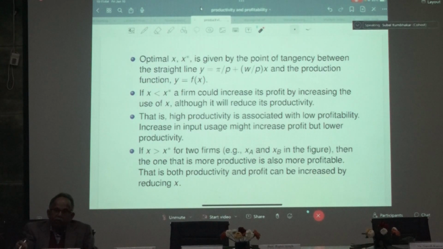That means if you have more resources, your profit is going to increase. If a firm has an X that's bigger than X star, it's way too big. Then the profit could be increased simply by reducing your X. That means instead of expanding or using more resources, you should reduce them, if your objective is to maximize profit.